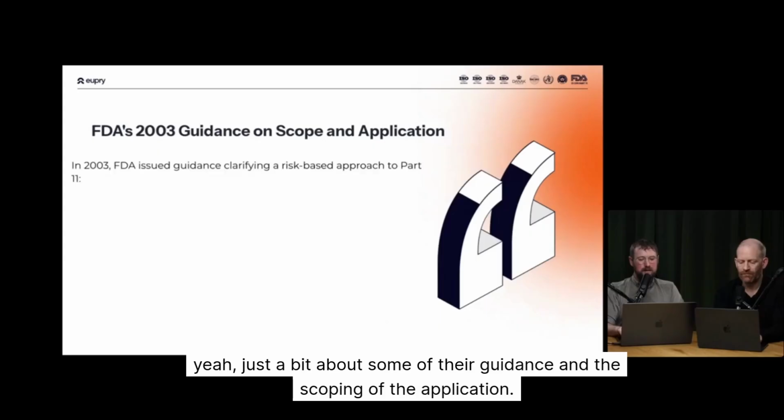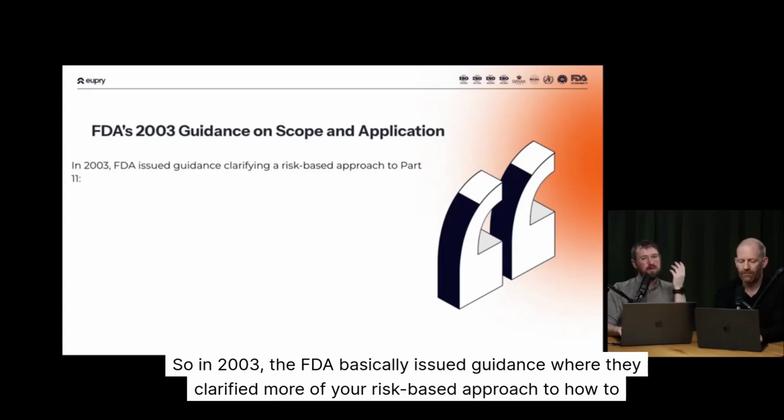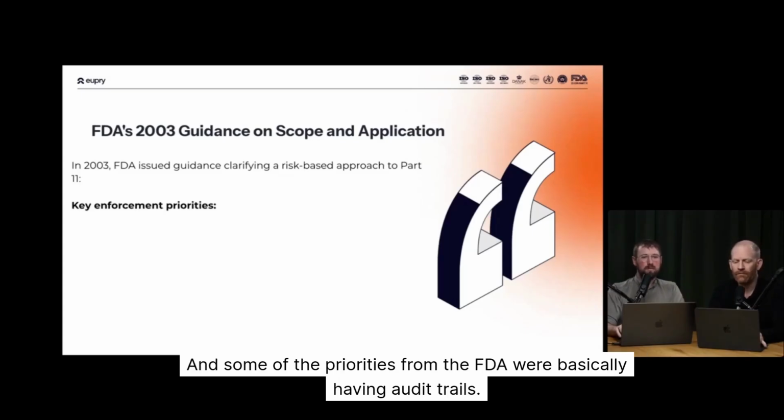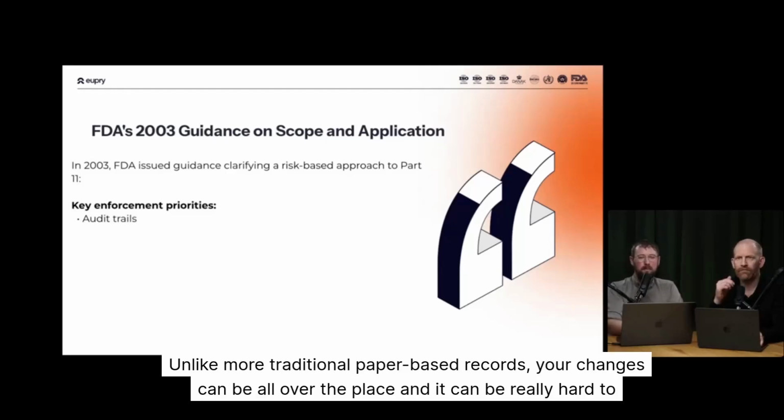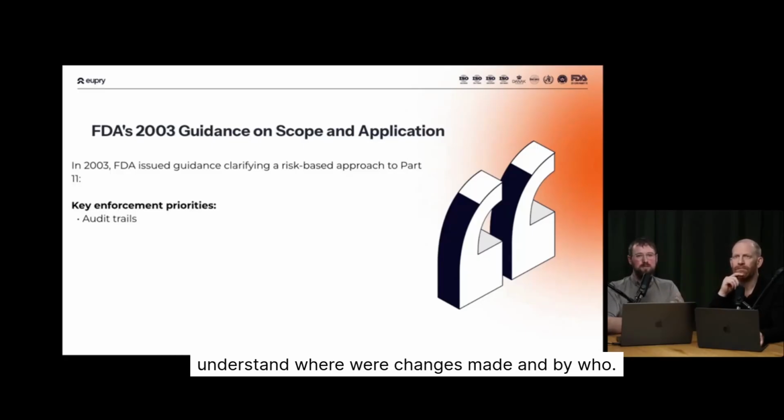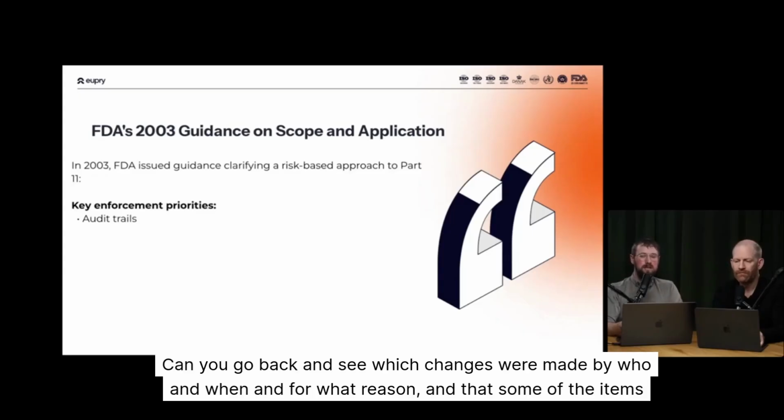Yeah. Just a bit about some of their guidance and the scoping of the application. In 2003, the FDA issued guidance where they clarified more of your risk-based approach to how to apply Part 11. Some of the priorities from the FDA were basically having audit trails. In digital systems, unlike more traditional paper-based records, your changes can be all over the place, and it can be really hard to understand where changes were made and by whom. So some of the approaches are on the audit trails. Can you go back and see which changes were made by whom, when, and for what reason?